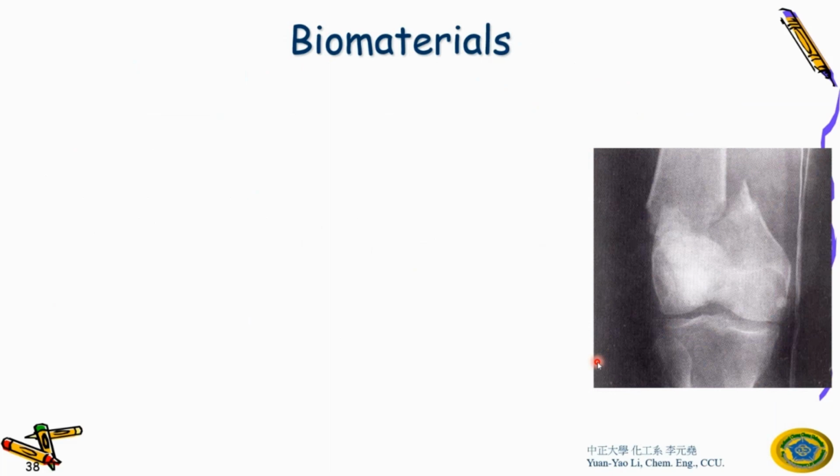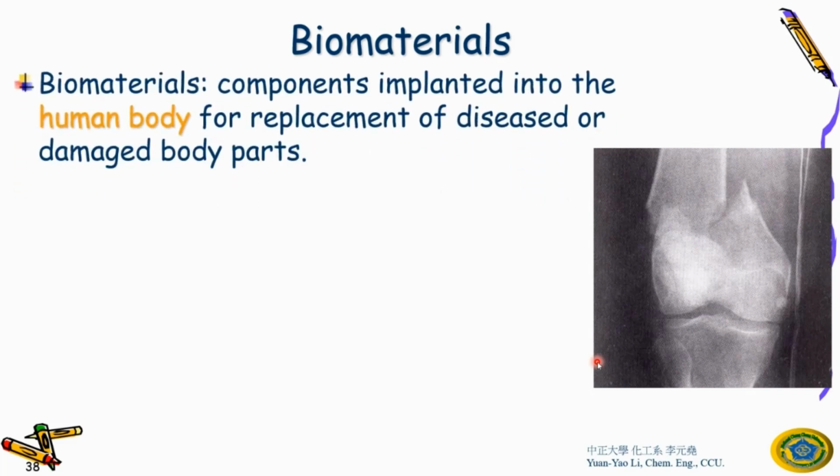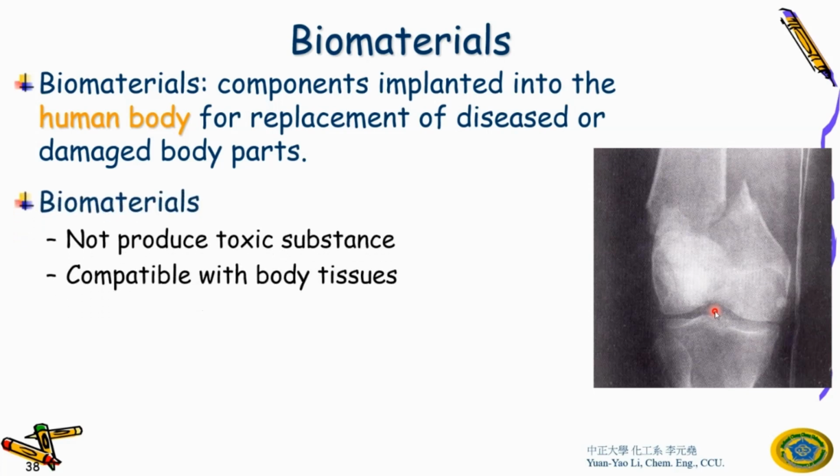Okay, the second topic is called biomaterials. Biomaterials are components implanted into the human body for the replacement of diseased or damaged body parts. For example, if a jaw here and you replace the soft tissue with a metal, a human-made material, this is called biomaterials. So it doesn't matter if it's metal or polymer or composites. If you put this into your body, this is called biomaterials.